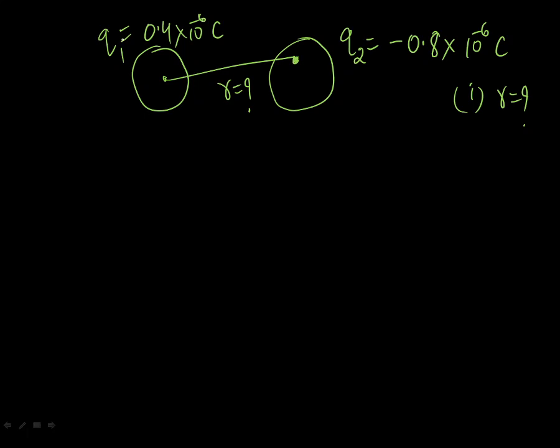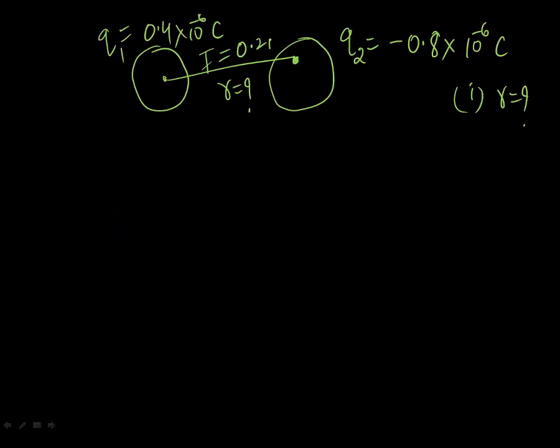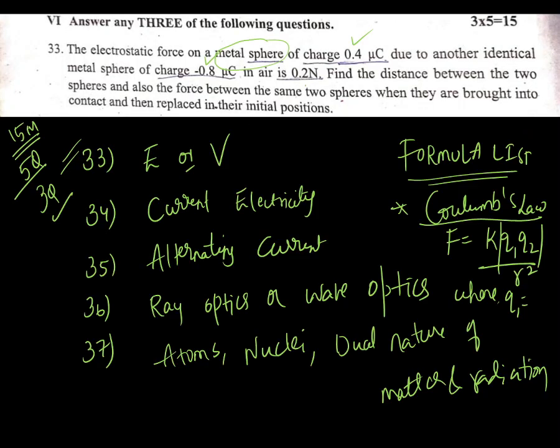So this Q1 is positively charged, Q2 is negatively charged. So obviously opposite charges attract. So the force of attraction between them is 0.2 Newton. So let us solve this first part. Then anyway, we have the second case as well, which we will study later.